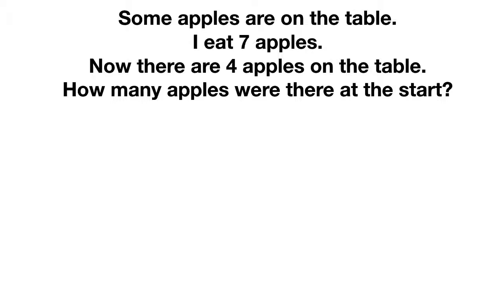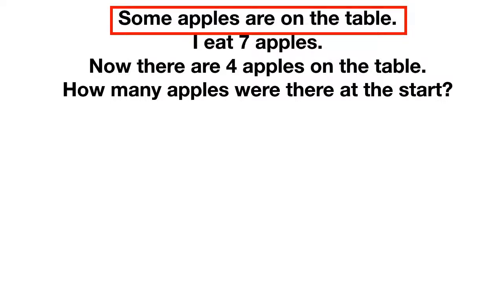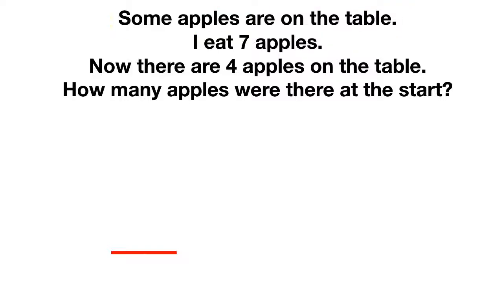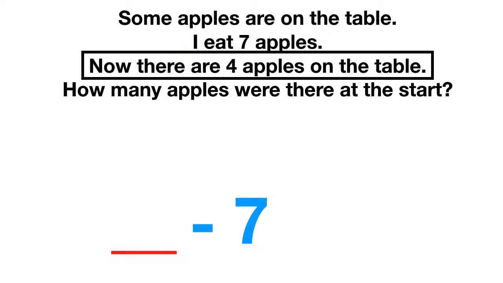Well, we start by learning that some apples are on the table, but because we don't know the exact amount, we start with a blank in our number sentence. Then we learn I eat 7 apples. Well, eating or taking away apples is a form of subtraction. We'll subtract 7. Then we learn that now there are 4 apples on the table. This means after subtracting, our number of apples equals 4.